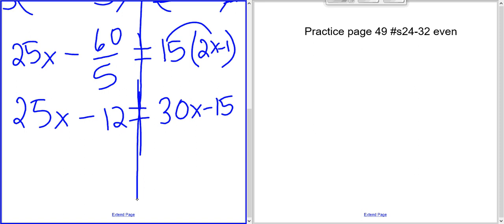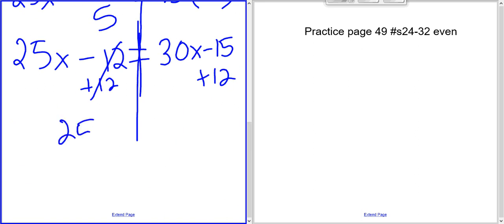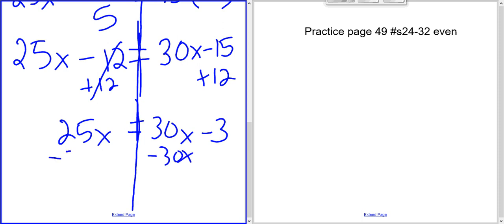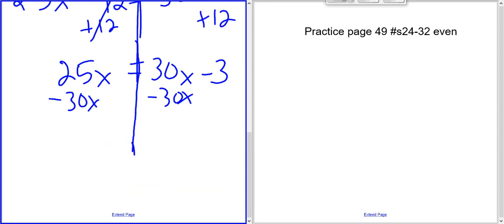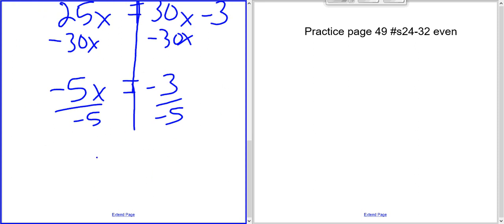So add 12. Those 12s cancel. We get 25x equals 30x, negative 15 plus 12 is negative 3. Subtract 30x. So this is negative 5x equals negative 3, and then divide both sides by negative 5. So x is 3/5.